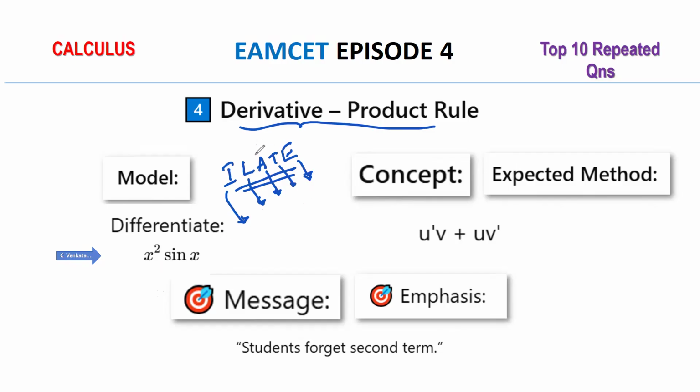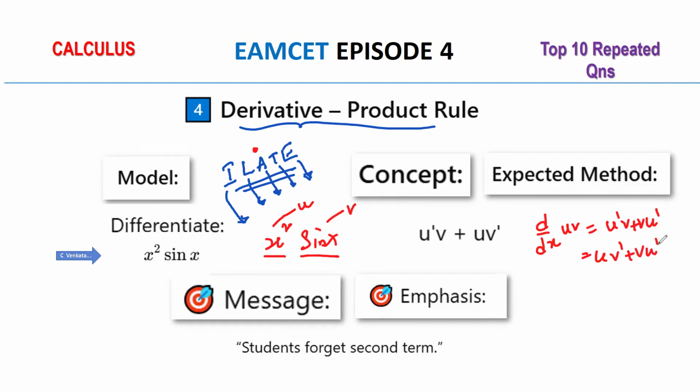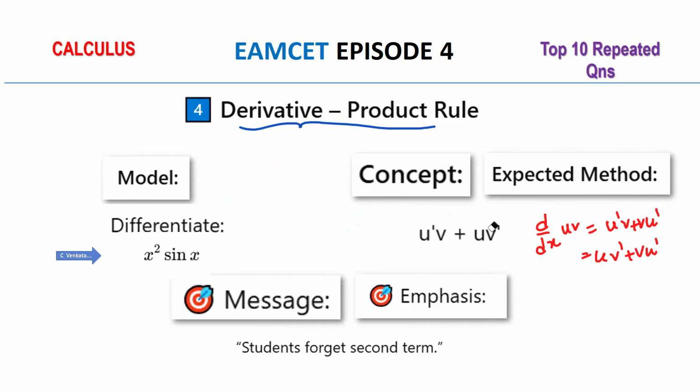So in this we have algebraic first. That means x square is algebraic, and sin x is trigonometric. So I choose x square to be u and sin x to be v. Then my formula d by dx of uv is equal to u dash v plus v dash u, or you can say u v dash plus v u dash, whatever it is. Whichever is convenient to you, whichever way you would want to remember. This is one more very important rule, because generally we forget this derivative rule and we end up in problems.